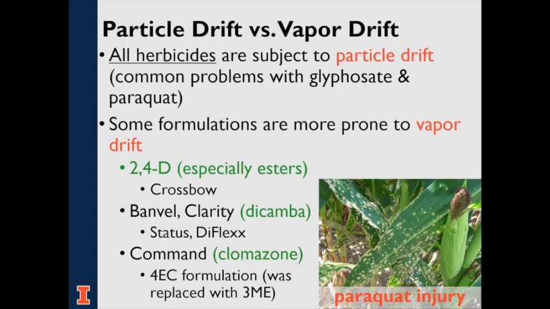With vapor drift, some formulations volatilize more readily at lower temperatures than others, such as ester formulations of 2,4-D and older formulations of dicamba. However, even newer formulations of dicamba now have required temperature restrictions to help prevent vapor drift. The original formulation of clomazone could volatilize when left on the surface of moist soil, and many trees were bleached white as a result. A formulation change resulted.